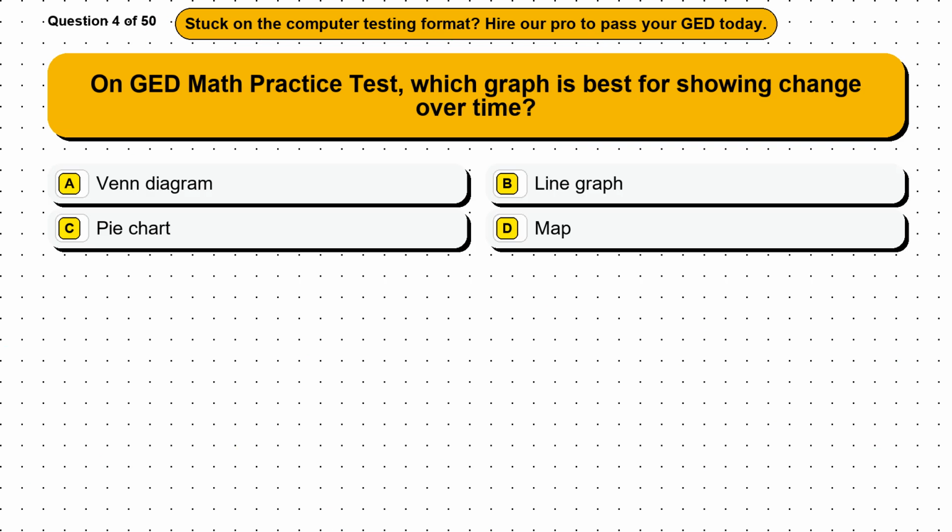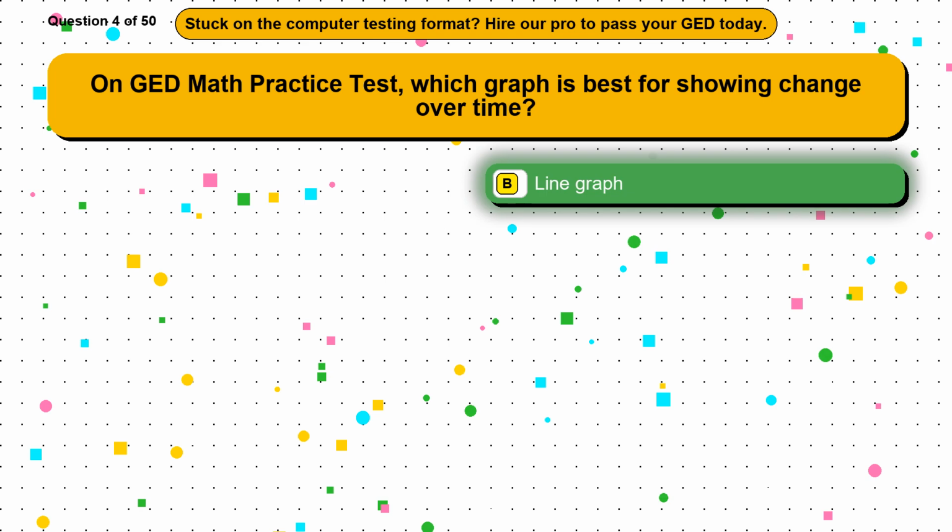Question 4. On GED Math Practice Test, which graph is best for showing change over time? Option A, Venn diagram. Option B, line graph. Option C, pie chart. Option D, map. The correct answer is option B.